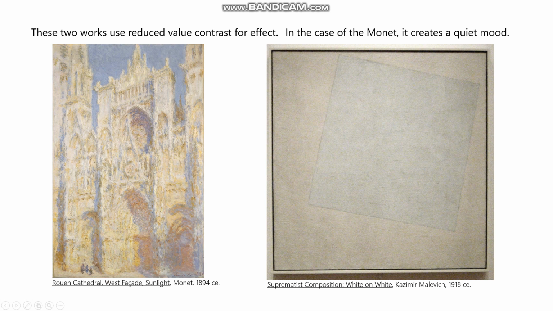So here are two works, both with a low amount of value contrast. Notice that this work, even though it has a very narrow range, still has a sense of being pretty high contrast because of the sense that the light is shining so directly and so scathingly on Rouen Cathedral there. But in both of these pieces, this low contrast, especially the narrow range of value, really heightens the sense of a quiet mood.